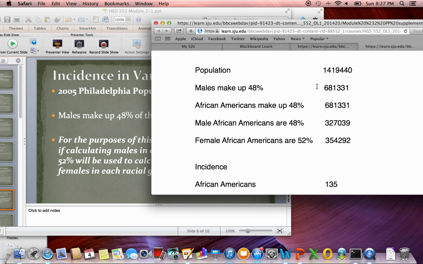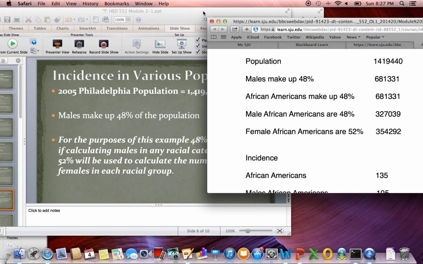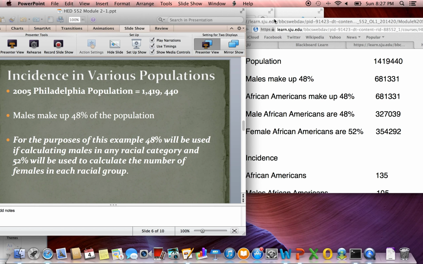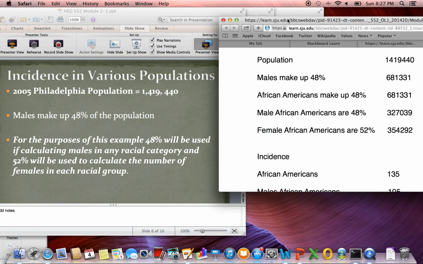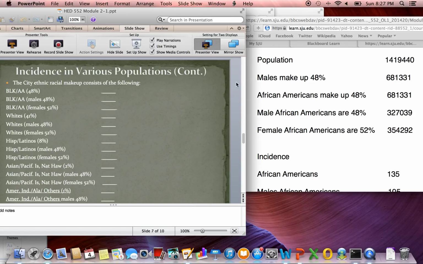So these are the numbers that were given, and I just calculated some of these out for us. Let me see if I can get this one right. For the African Americans, I didn't calculate all of these out. I just stuck with the African Americans, and you can calculate the rest of these out.